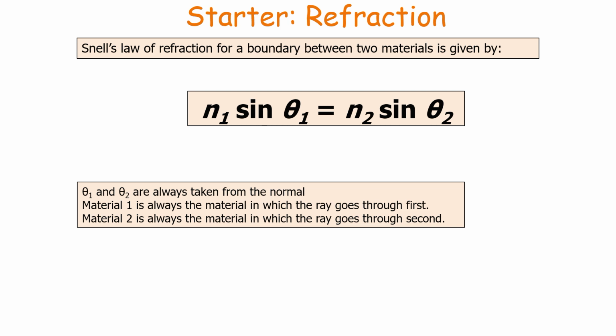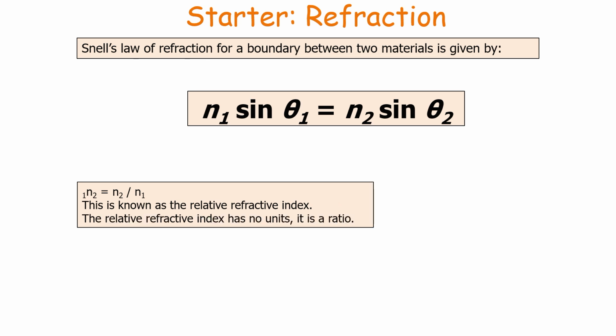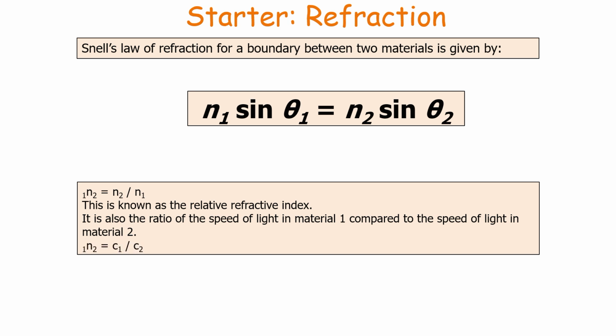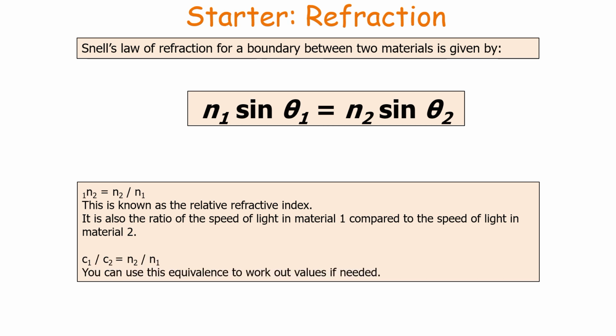Now we can say that n1 n2, which is n2 over n1, is known as the relative refractive index, and this is a ratio between the two refractive indices, so therefore it has no unit, it is just a number. It is also the ratio of the speed of light in material 1 compared to the speed of light in material 2. So you can also write the relative refractive index is equal to c1 over c2. So we can equate these and say c1 over c2 equals n2 over n1, and you can use this equivalence between the refractive index ratio and the speed of light ratios to work out values if needed.